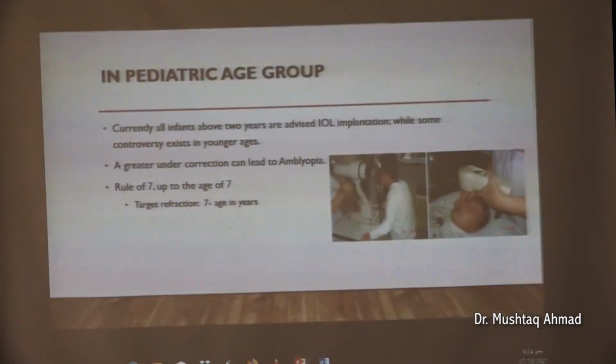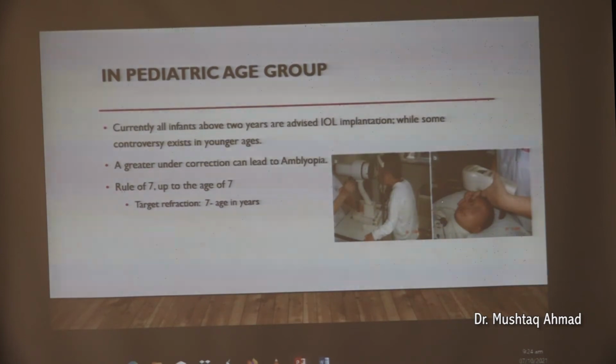Sorry. A rule of 7 up to the age of 7. Target refraction is 7 minus the age in years. So if the child is 6 years old, then you subtract 1 diopter. For example, if the IOL power is 26, then you will implant 25.